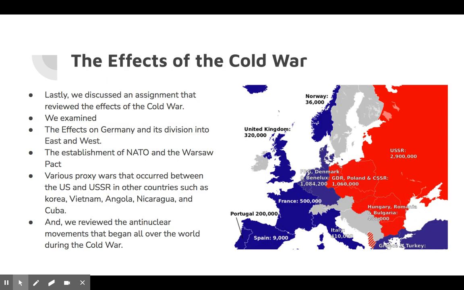We also talked about the effects of the Cold War. This assignment reviewed the effects. We examined the effects on Germany and its division into East and West. Again, the establishment of NATO and the Warsaw Pact. We talked about various proxy wars that occurred between the US and the USSR and other countries such as Korea, Vietnam, Angola, Nicaragua, and Cuba. And we reviewed the anti-nuclear movements that began all over the world during the Cold War.